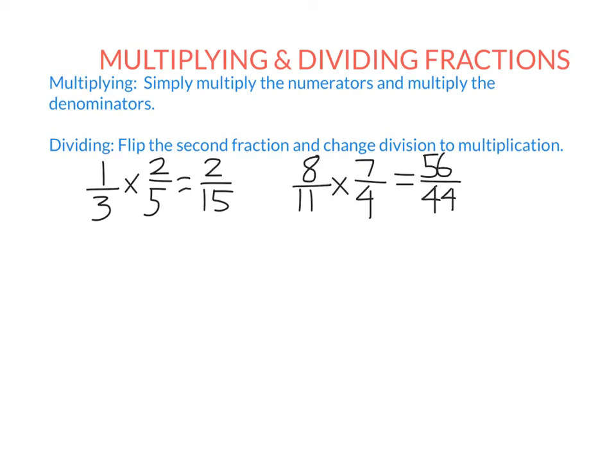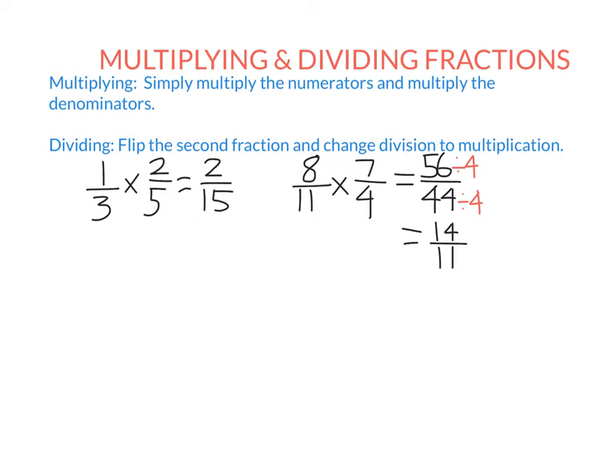So this fraction here can be simplified because there is a number that goes into 56 that also goes into 44. So 56 is divisible by 4. So is 44. So we divide top and bottom by 4, and we end up with 14 over 11. Now this fraction here is what we call an improper fraction because the top number, the numerator, is bigger than the denominator.